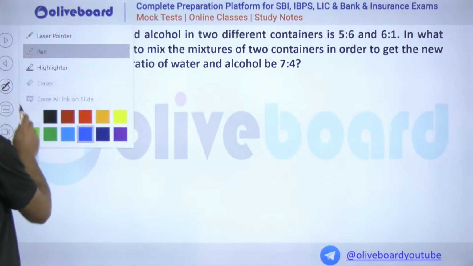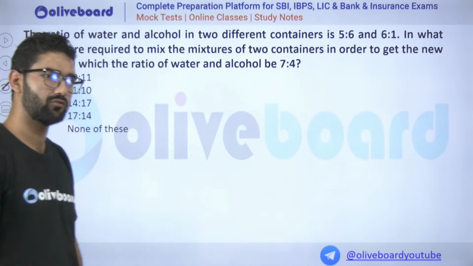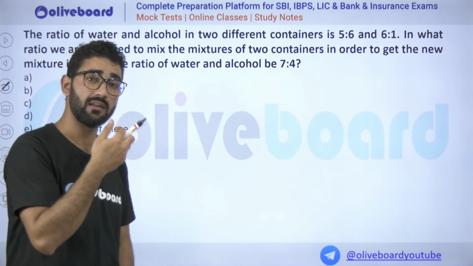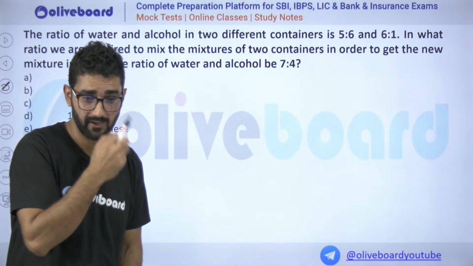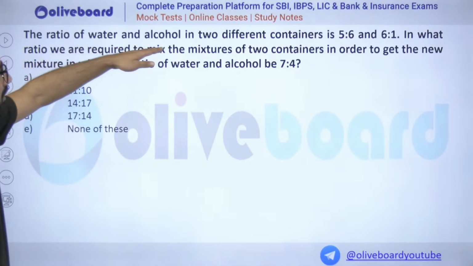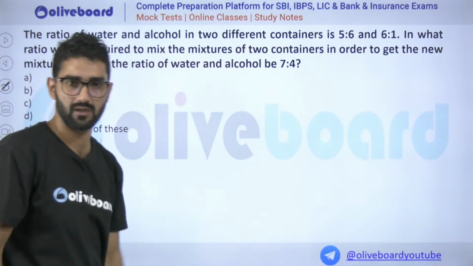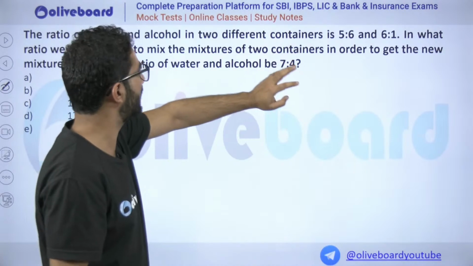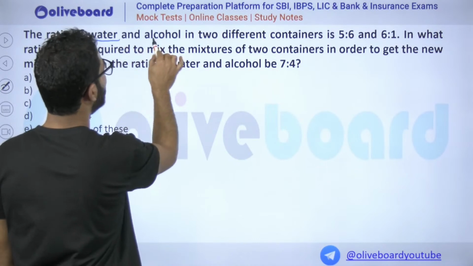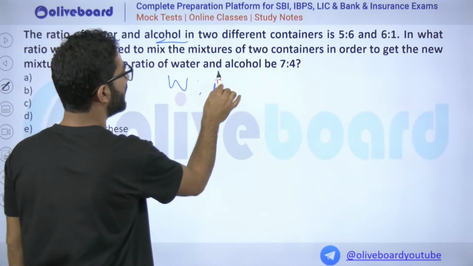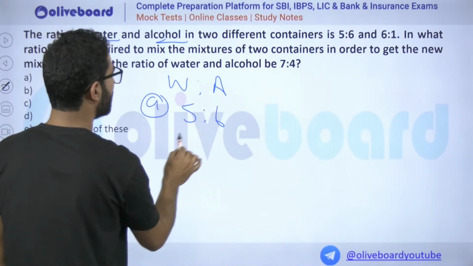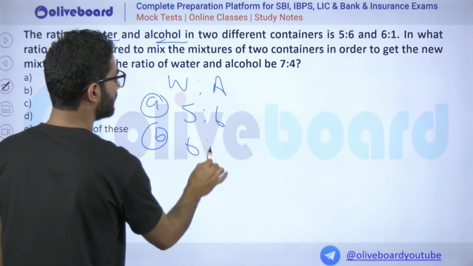Do you know why I told you this method? Sometimes the data is given in that way and you have to solve the question in less time. Himanta said it is D. Okay, now see the question. The ratio of water and alcohol in two different containers is given. For the first container it is given as 5 is to 6. For the second container it is given as 6 is to 1.